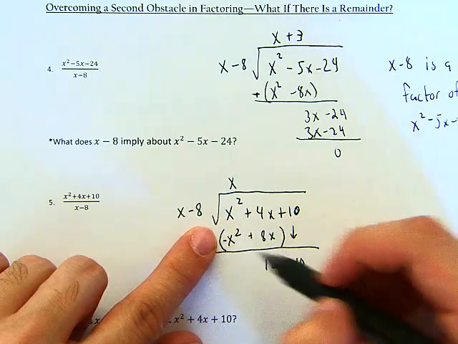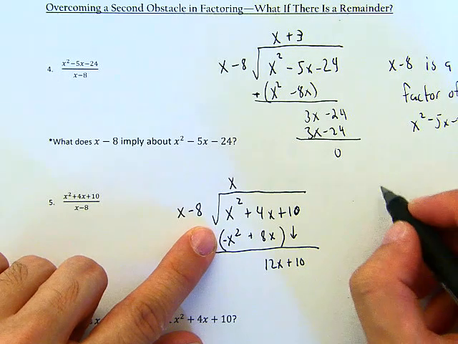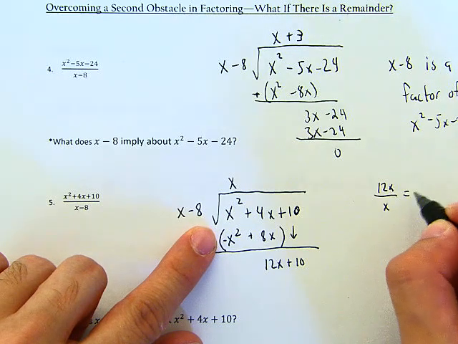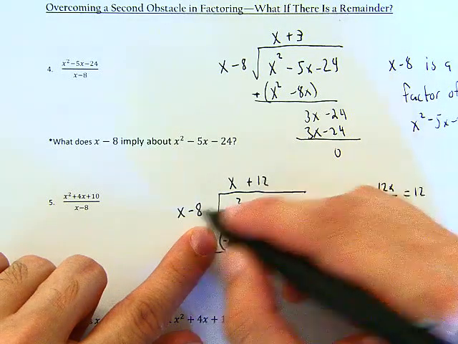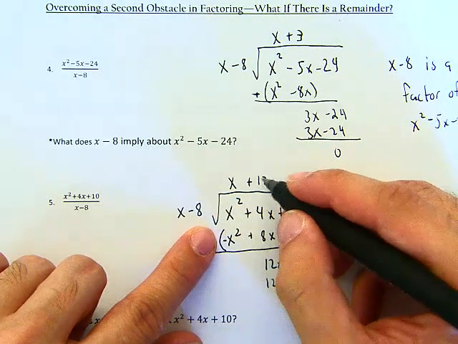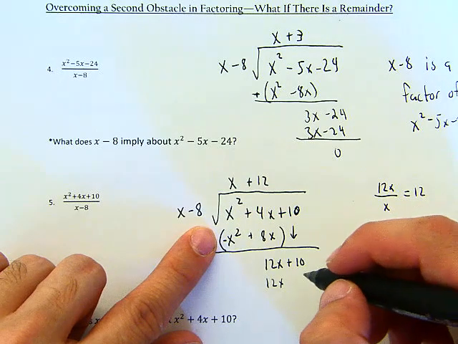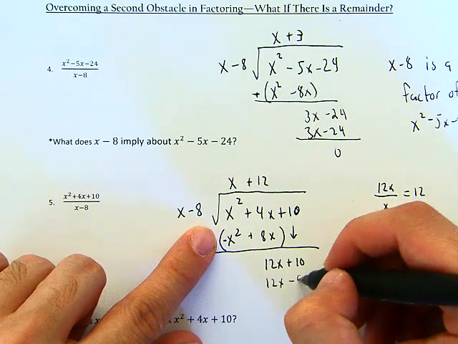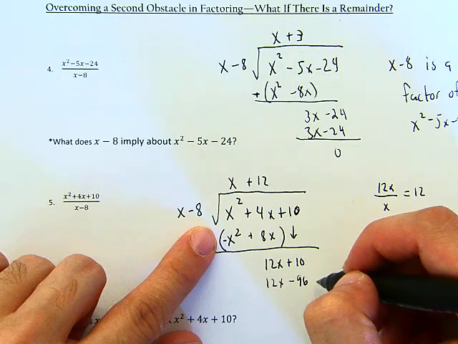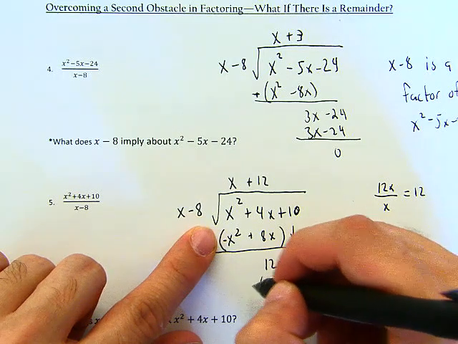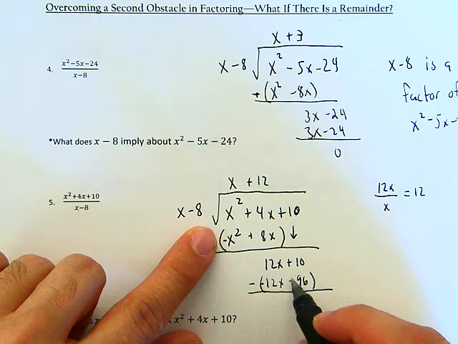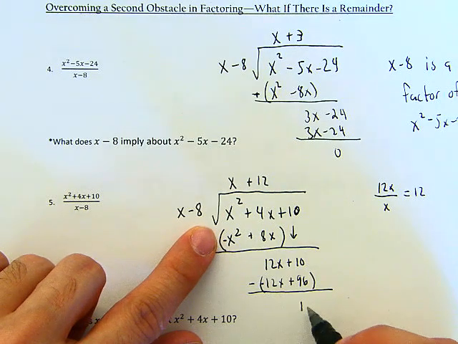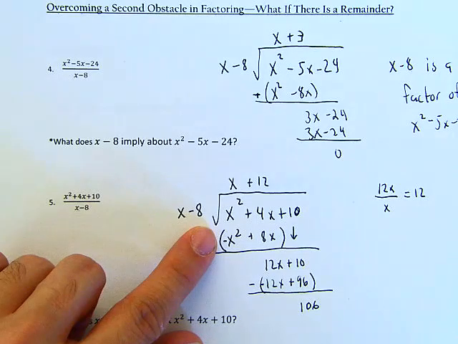How many times does x go into 12x? It goes in 12 times. So now this is a plus 12. 12 times x is 12x. But what's 12 times minus 8? It's negative 96. So then I take parentheses, subtract, and now this becomes negative, and then this becomes positive. So now I have 106. Oh man, I have 106 left over.